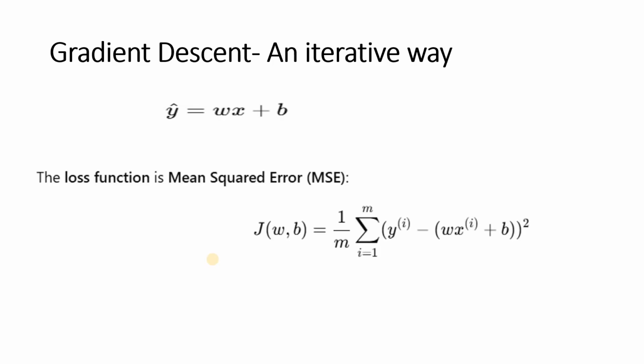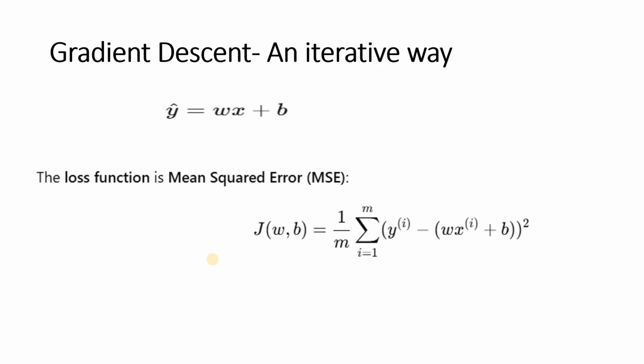So if you look at the hypothesis, I write Wx plus b, and the cost function, or the mean square error, I'll write as 1 by m, summation running from i equal to 1 to m, y of i minus hypothesis, whole square. This is the mean square error that we are taking.